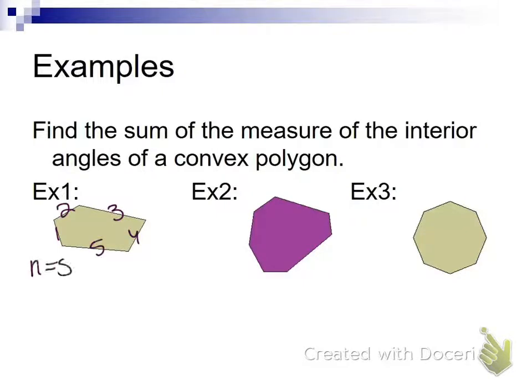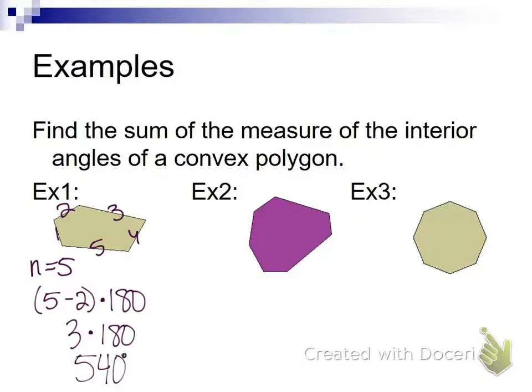So n equals 5. We're going to take 5 minus 2 times 180. 5 minus 2 is 3. Then multiply it by 180. 540 degrees. Make sure that you're following your order of operations, meaning that you do what's in the parentheses first. If you don't, then you would end up with a negative number, and hopefully you would realize that you shouldn't have a negative number for angles, at least not in this class.